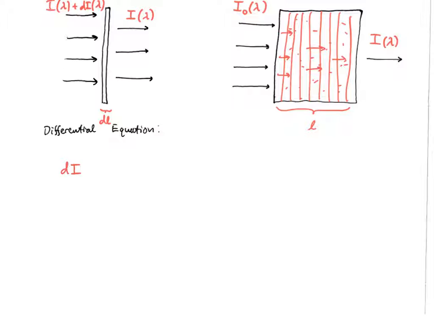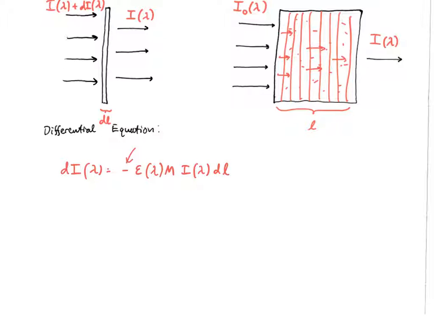And what does dI equal? dI lambda is going to be equal to negative molar absorption coefficient times the concentration of the absorber times the intensity at that location times the tiny little length of that wedge. Okay, so first of all, why is it negative? That's because the change in intensity is going to be negative. The intensity is going to go down. So that's why there's that negative there.